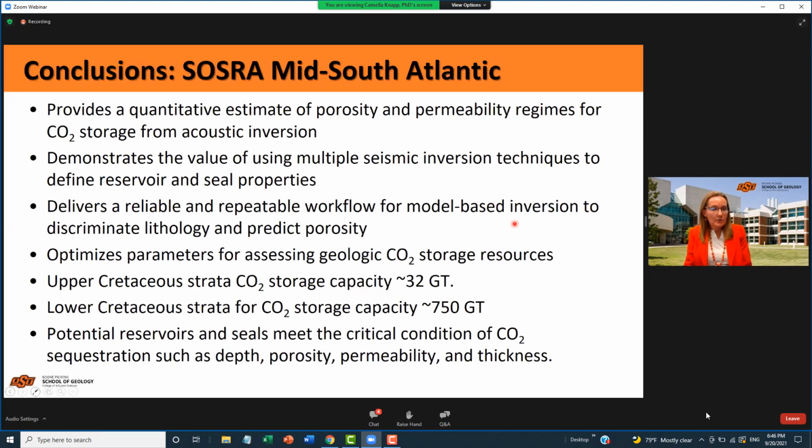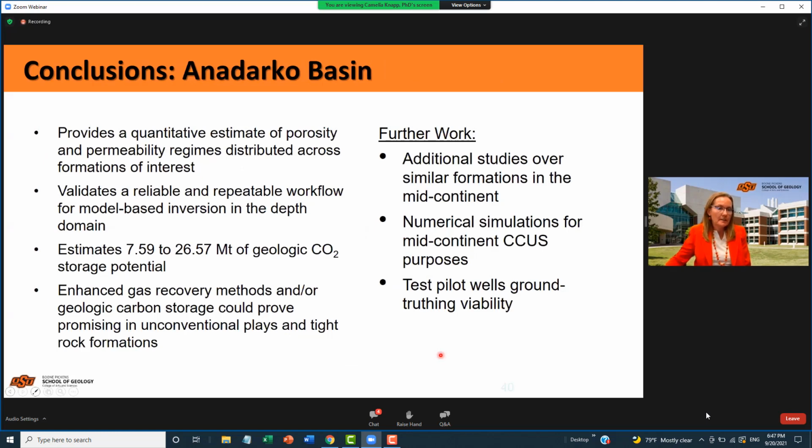And I am going to conclude here for our SOSRA project. We believe we have a good workflow for model-based inversion to discriminate lithology and predict porosity in the absence of having good quality data. Those were some estimates for storage capacities in gigatons. And we believe that we do have potential reservoirs and seals that meet the DOE criteria. And for the Anadarko Basin, we were happy we could replicate the workflow for model-based inversion.